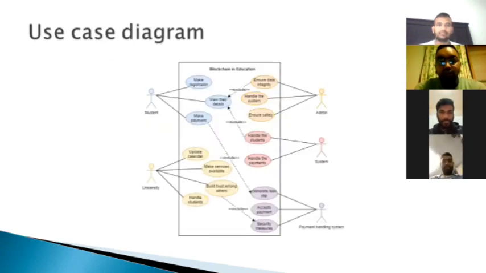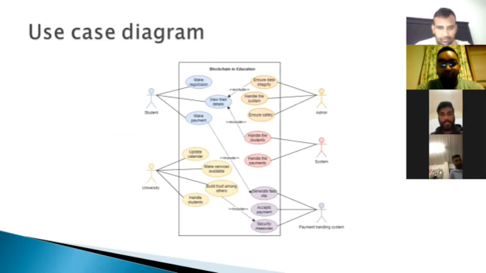The next slide will be by Sandeep. Hi friends, I'll now explain the use case diagram, which is related to blockchain in education. There are four or five different persons or organizations involved. When it comes to students, there are simple steps involved, like making registration, making payments, and viewing their details. When it comes to the university, they just update the calendar, handle students, and put some schedule for the students for the calendar year.